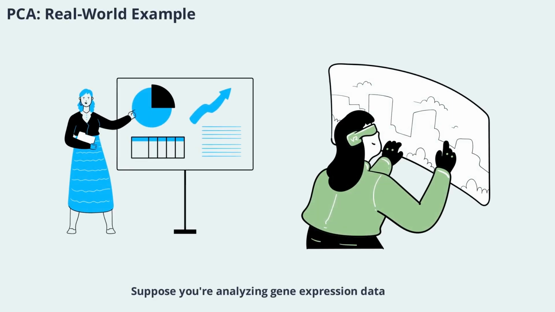Suppose you're analyzing gene expression data with thousands of features per sample. Visualizing this data directly is nearly impossible. By applying PCA, you can reduce the data to just a few principal components, making it possible to plot and interpret. This approach is widely used in genomics, image processing, and finance, where datasets often have many correlated variables.